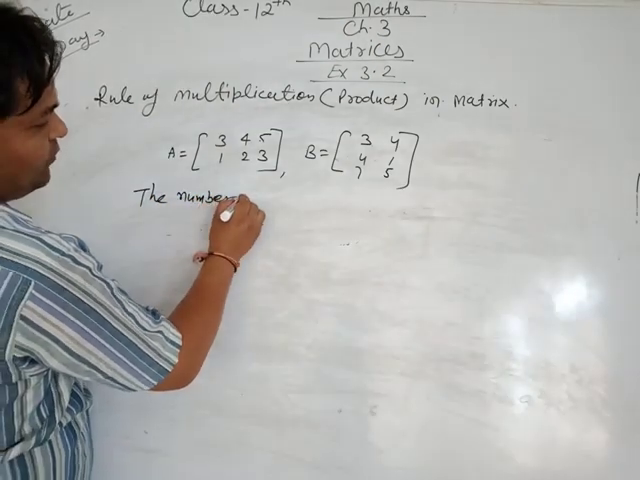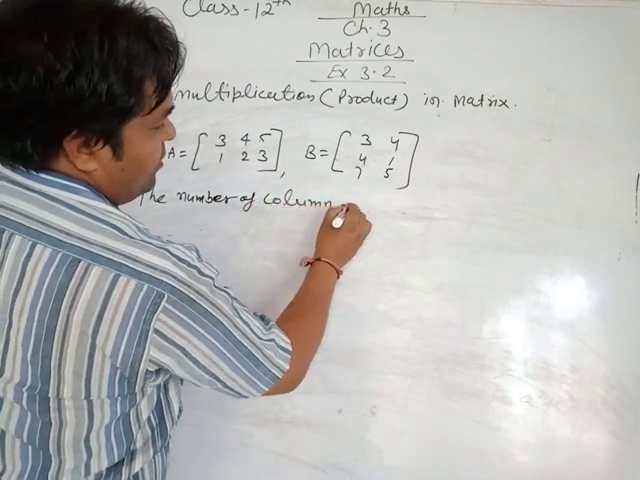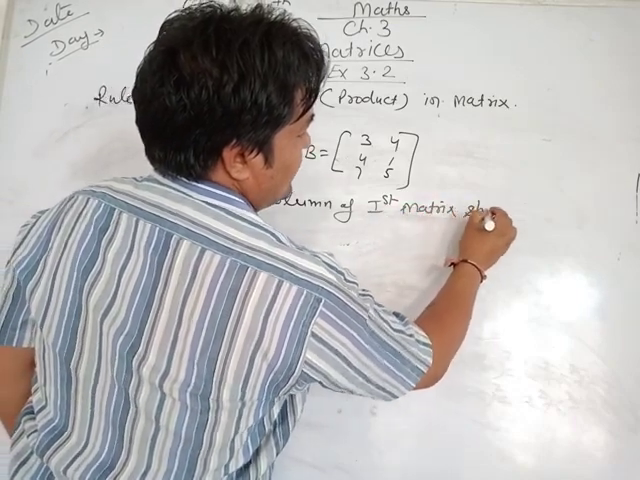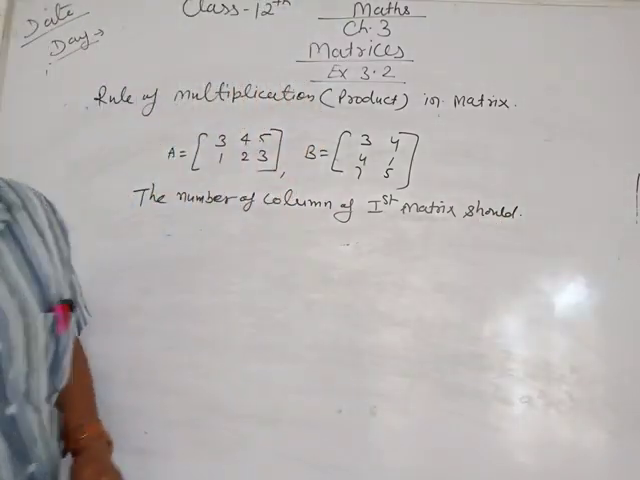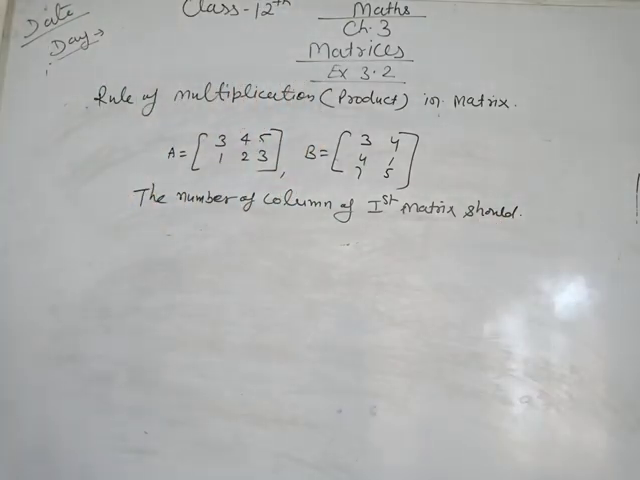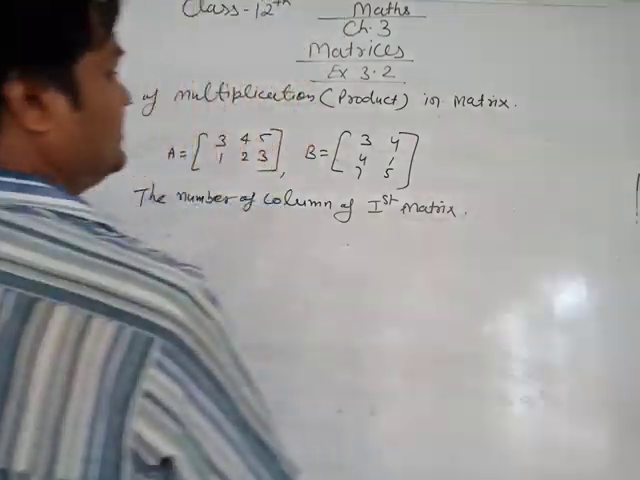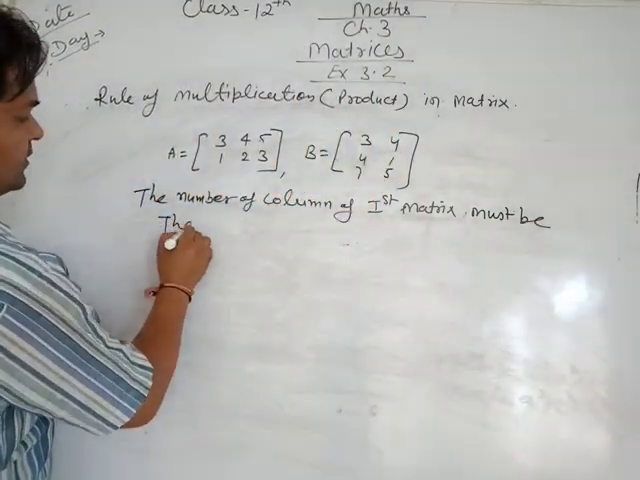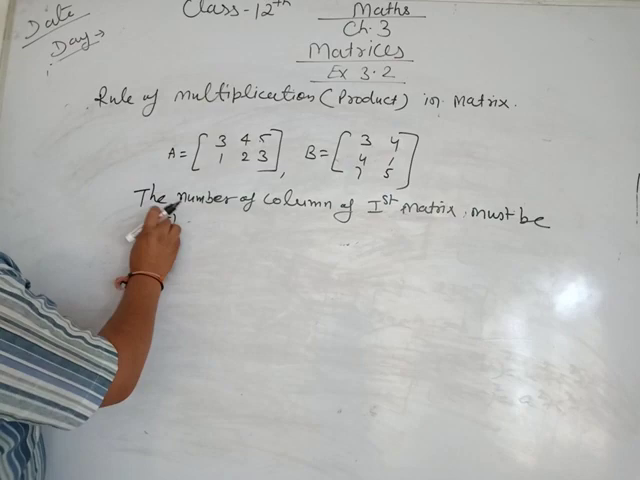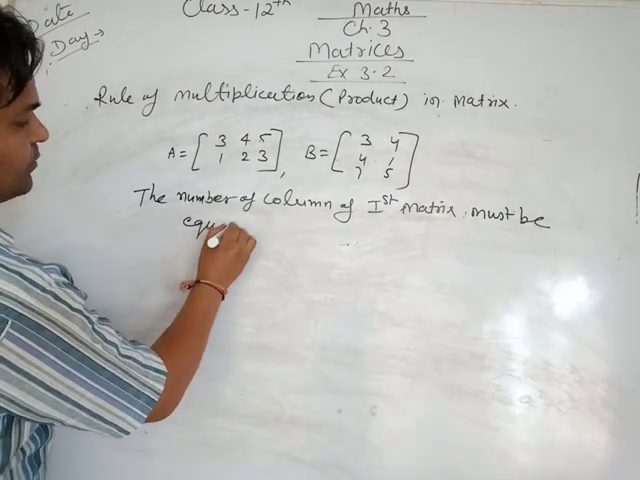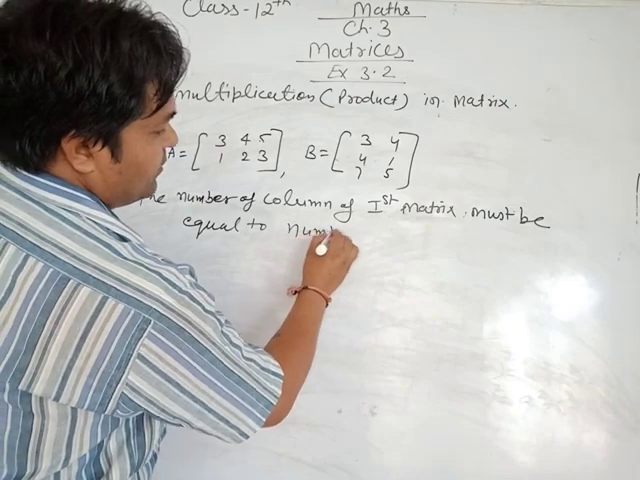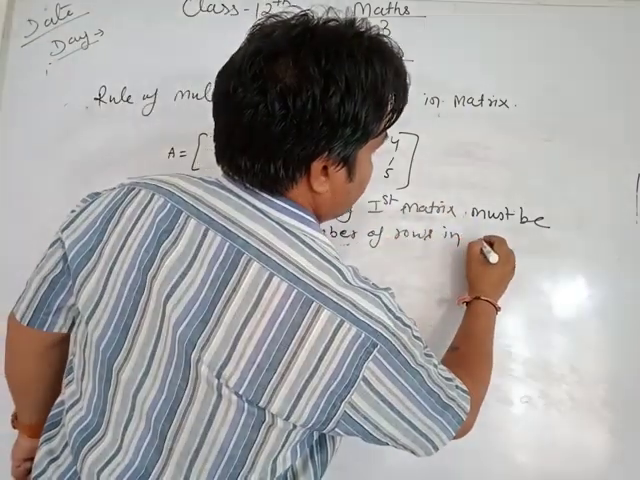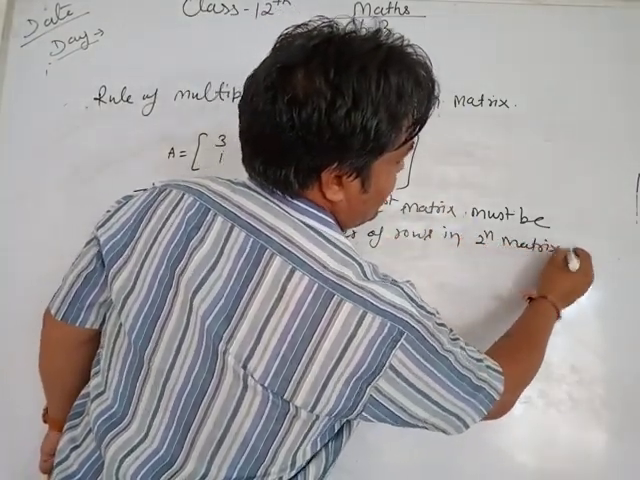The number of columns of the first matrix must be equal to the number of rows in the second matrix, then we multiply it.